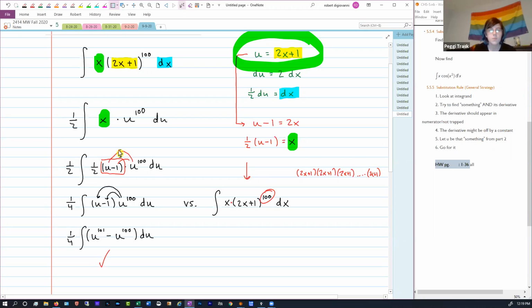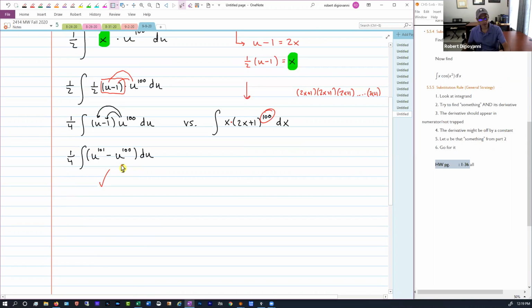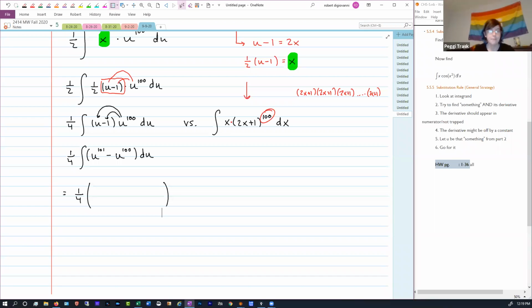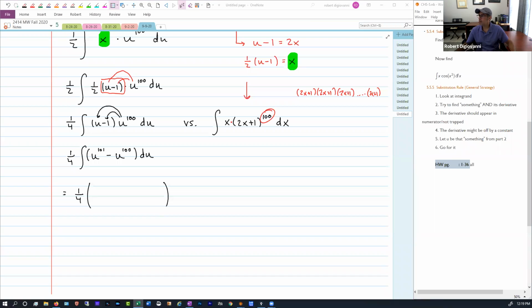Mm-hmm. All right, let's finish it. I just want everyone to see why this is working and why we didn't just stick with the original problem. So this is going to be 1/4. Now we have to do those individually. And Peggy, I'm going to let you off the hook because you volunteered. Thank you very much. Right. Let's see. Ross? Is Ross around?